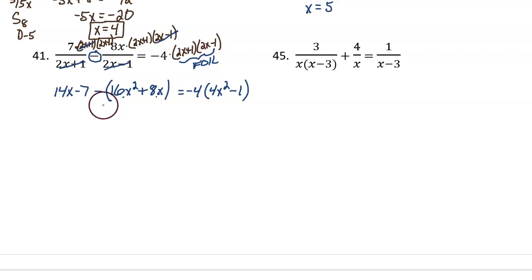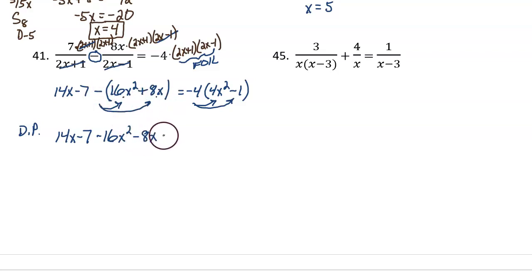In the next step, let's distribute the subtraction to both terms. And over on this side, distribute the negative 4 to both terms. So what we're doing is the distributive property. 14x minus 7 is how it begins. And then the negative distributes there, making negative 16x squared. The negative distributes to the 8x, making minus 8x. On the right-hand side, negative 4 times 4x squared is negative 16x squared. And negative 4 times negative 1 is plus 4.